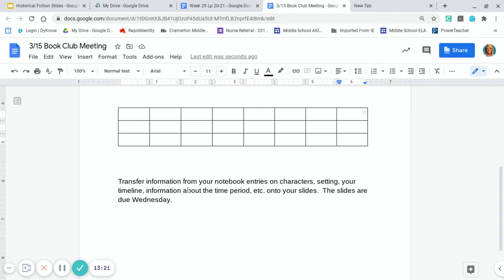Then I want you to transfer your information from your notebook entries on your characters, your setting, your timeline, all this information about your time period, onto your slides. This says that your slides are due Wednesday. They're actually not due until Friday. So we will make that change for you. You should be finished reading your book by Wednesday. But the slides are due Friday, so you can even work on these remotely at home as you gather your information. So have a good time finalizing your book club project.